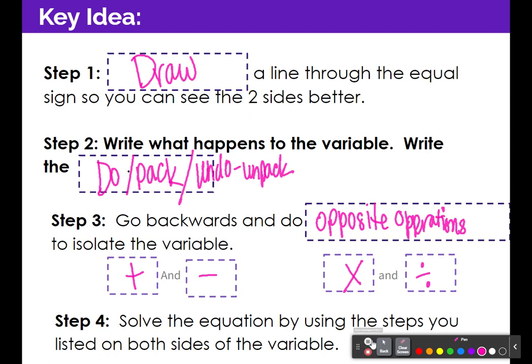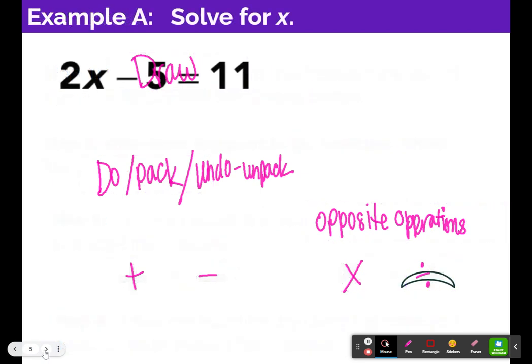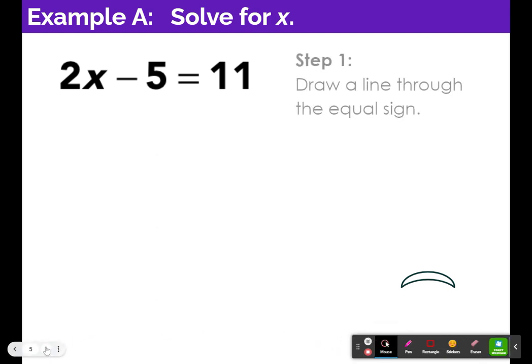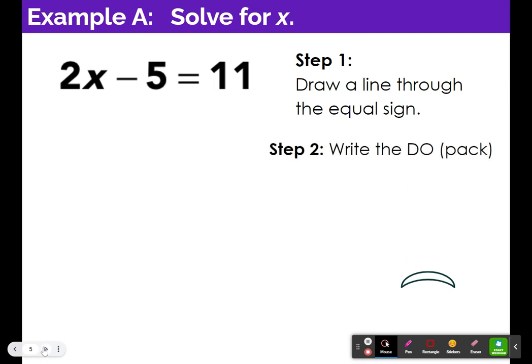Okay, so let's look at this first problem on your, there we go. Okay, so first we're going to pack, right? We're going to see there's our favorite piece of clothing. He's the X.